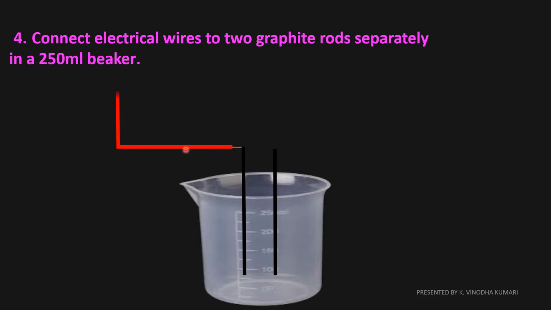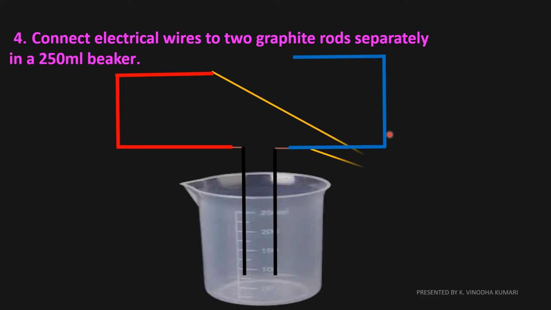See, here we are connecting it. So to one of the graphite rods, we have connected the wire, and to the other graphite rod, we'll connect it. Okay. So now we have connected the wires to the two graphite rods separately. These are the electric wires.